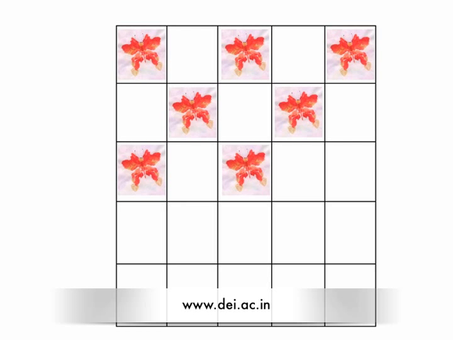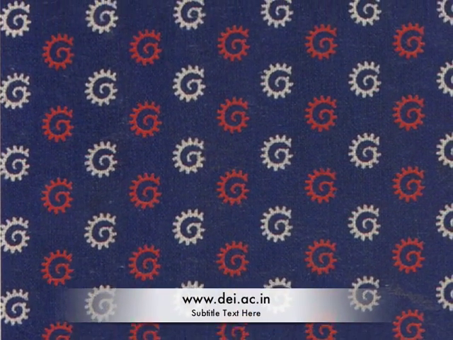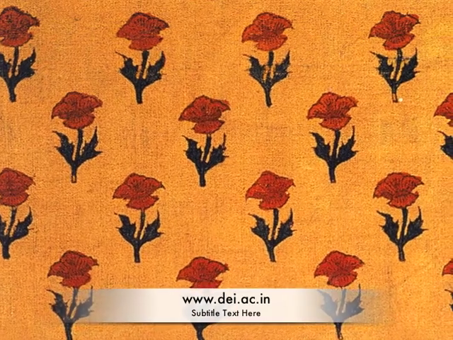Half-drop placement. When a motif is placed at 4 corners of a square grid, and also in the center, and this is repeated, this is known as a half-drop placement.